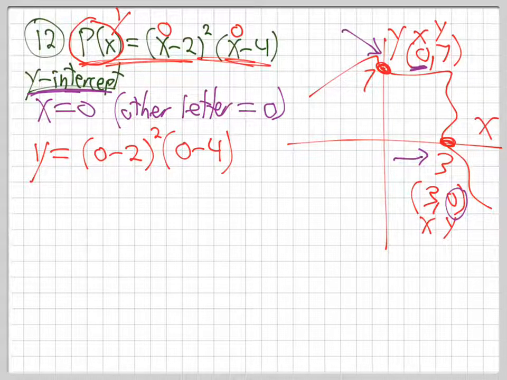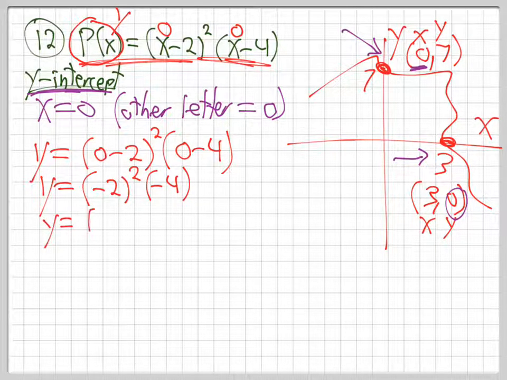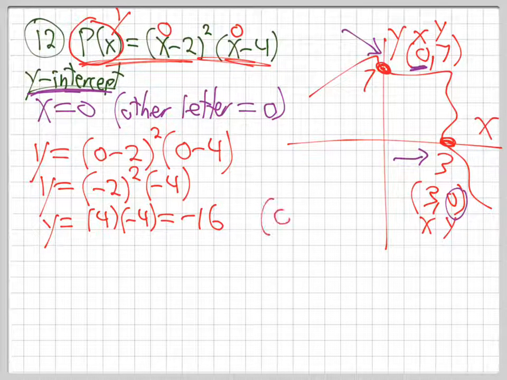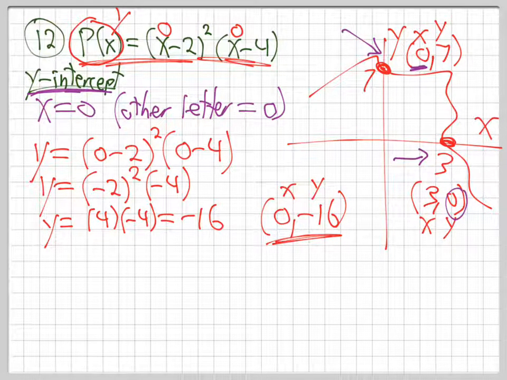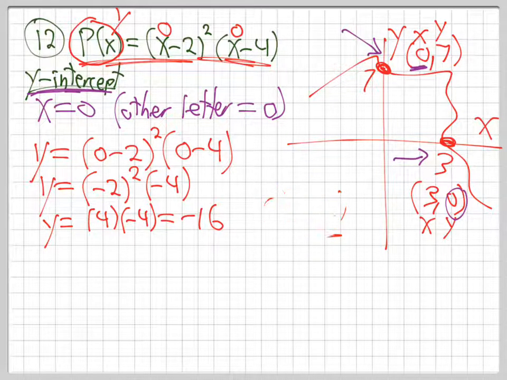Because that's what a Y-intercept means. X is 0. So we get Y equals minus 2 squared times minus 4. What's that? 4 times minus 4, negative 16. So I think really they want both coordinates. In other words, they want you to say 0, minus 16. Remember, because the X was 0, that led to that Y value being negative 16. So I guess they just want the minus 16 on this one.